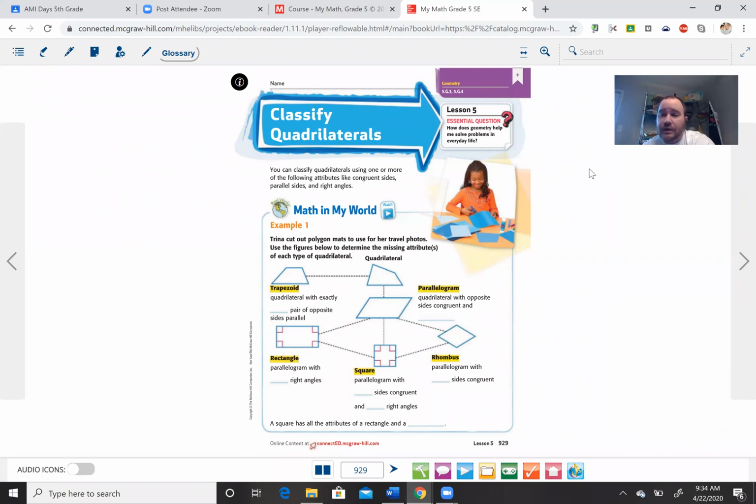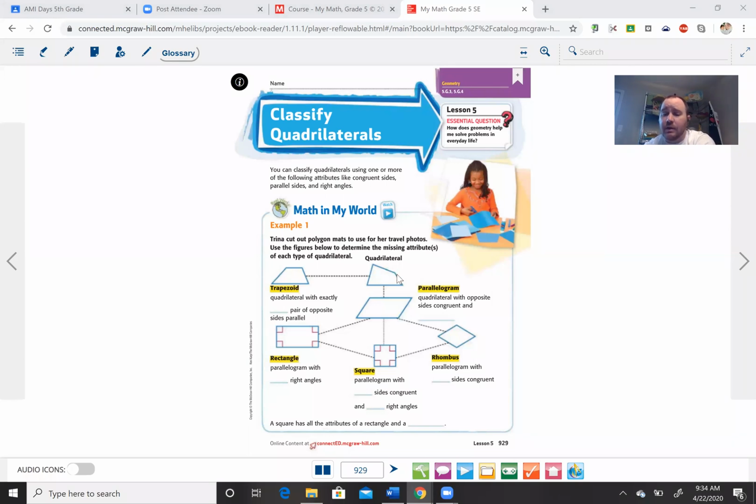All right. So classifying quadrilaterals. Everything goes from the basic framework of a quadrilateral, which simply means a four-sided shape. It has two branches, but one of them is really not even a branch. Trapezoid is a quadrilateral, but it's all by itself. It doesn't have anything else connected to it. So there's a trapezoid.